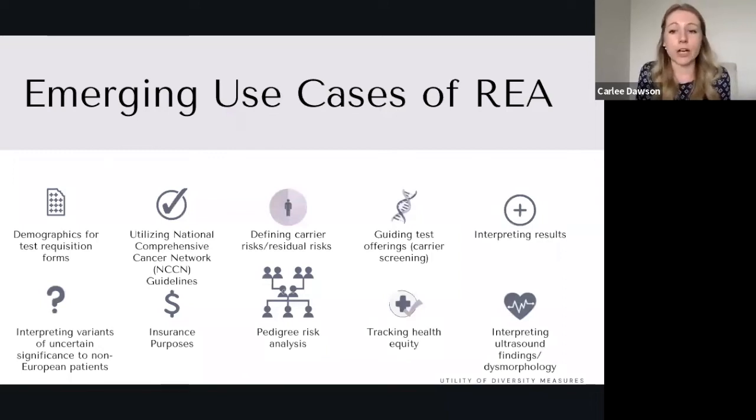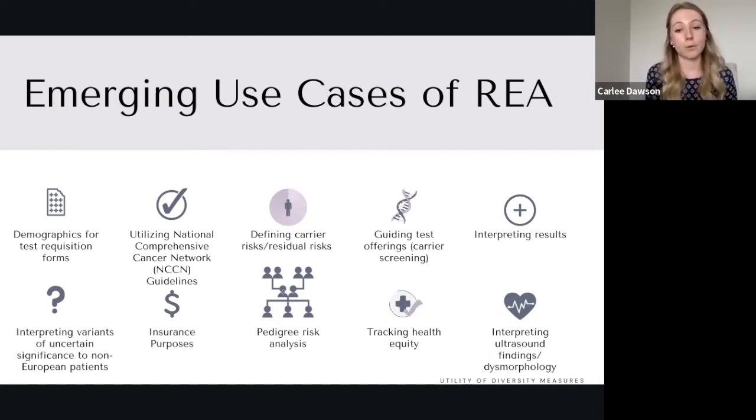Participants also shared additional use cases or scenarios for utilizing race, ethnicity, and ancestry. And these included demographics on test requisition forms, utilizing the National Comprehensive Cancer Network guidelines, defining carrier risks or residual risks, guiding test offerings, interpreting results or interpreting VUSs and the significance to non-European patients, insurance purposes, pedigree risk analysis, tracking health equity, and then also interpreting ultrasound findings or dysmorphology.